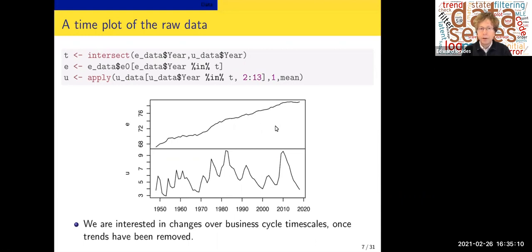I guess the first thing to do is to look at the raw data. Well, the life expectancy keeps going up. There's a clear trend from 1950 to 2020, and the unemployment goes through periods of high unemployment and periods of low unemployment with some slower trending patterns around that. And we're interested in changes over business cycle timescales once trends have been removed.